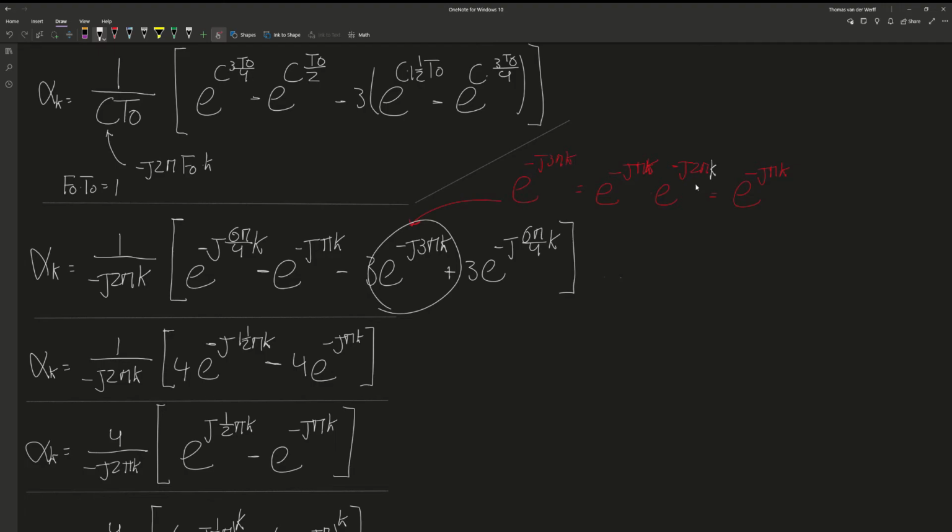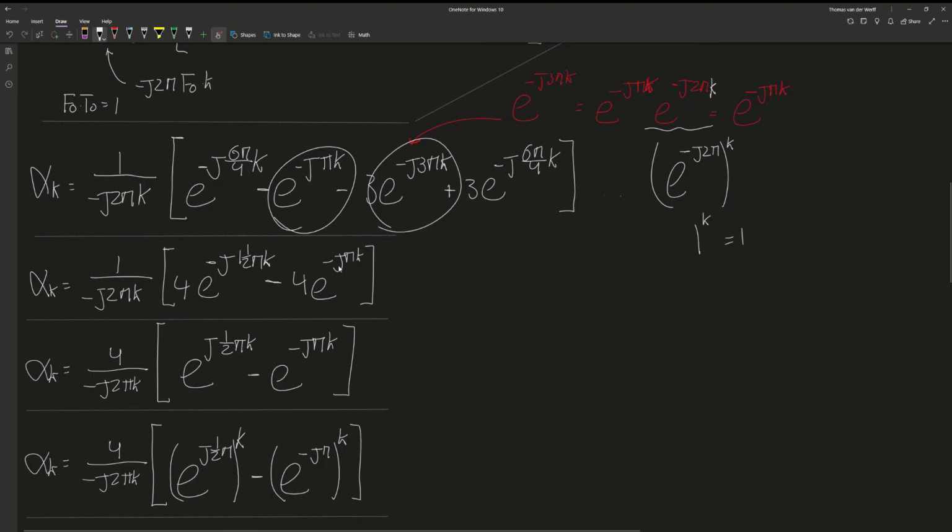And we see that one of the exponents that we have here is actually a component which is always equal to 1. So we can rewrite it like this, and in this way we see, okay, this is equal to 1 to the power k, which is equal to 1. So this is always 1, which means that this is the same as this. So we can substitute this for this, and we see that these two are then the same, so we can add them up as well, and we get minus 4 e to the power minus j pi times k.